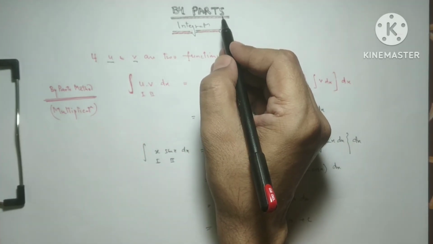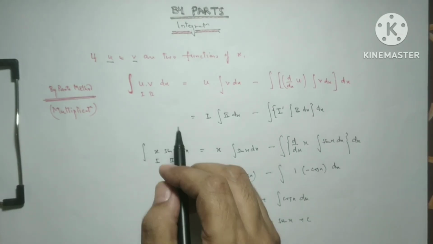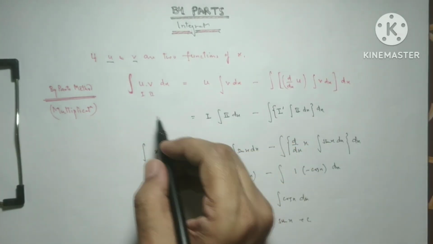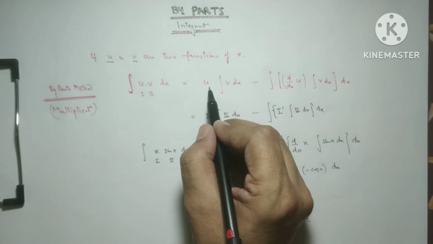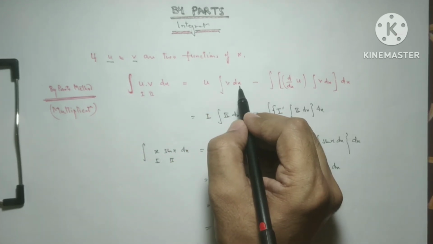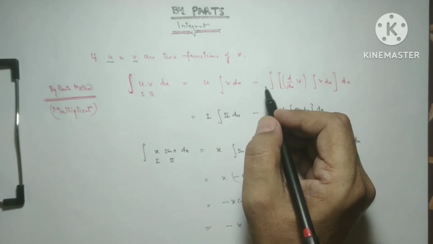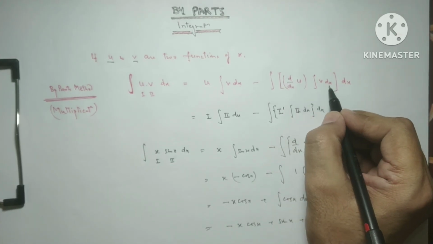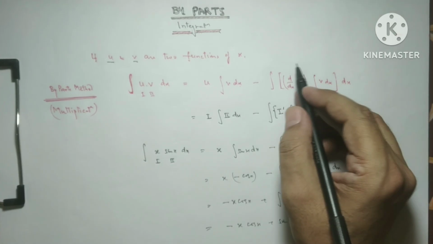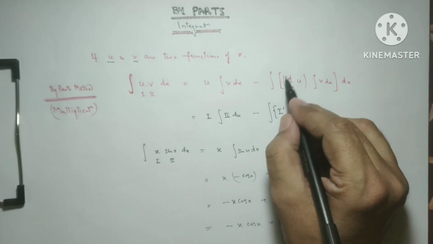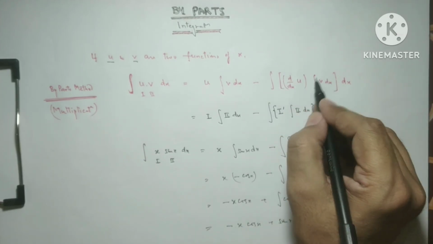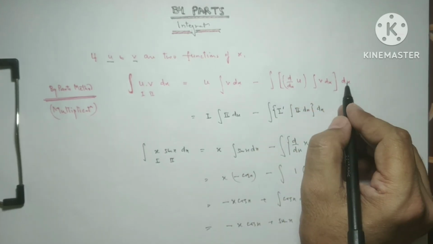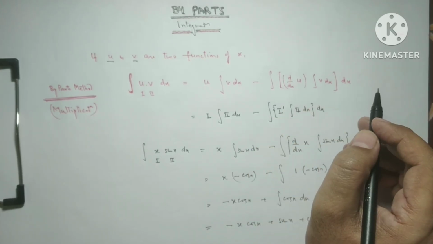According to this method we apply this formula: the first function as it is, we integrate the second function, minus we differentiate the first function and integrate the second function, and the resultant of this product, the differentiation of the first function and the integration of the second function, we again integrate.